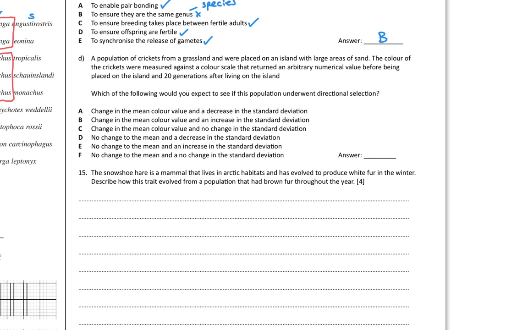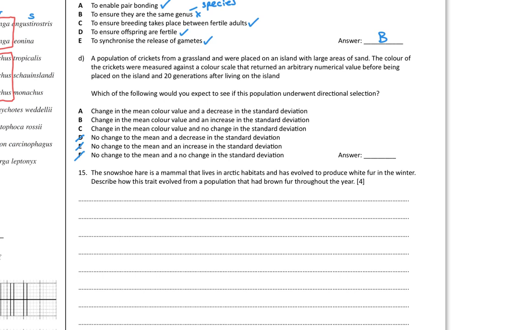So question D. I've typed this one badly, but we've moved some crickets from a grassland onto sand, and we're measuring the colour, and it's undergoing directional selection. So that means that the colour is going to change. So it's definitely not D, E, and F, is it? Because that's no change in colour. So it's not any of them.